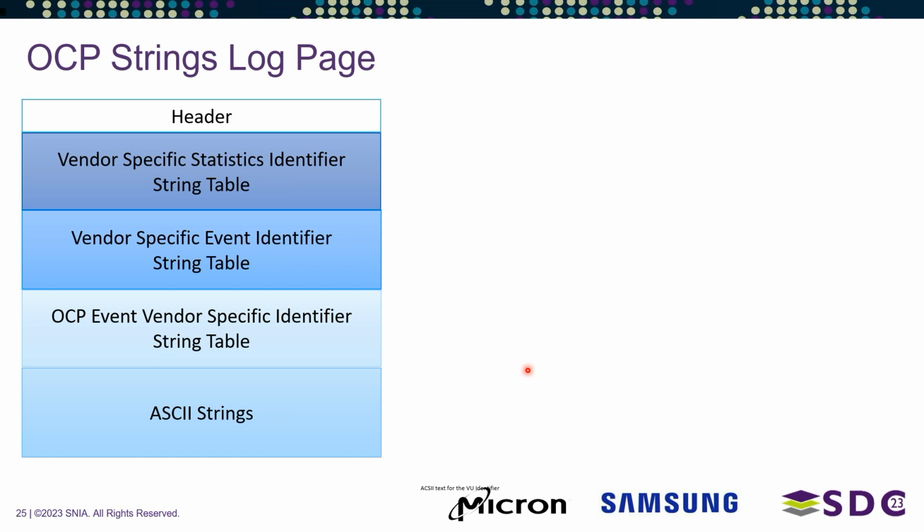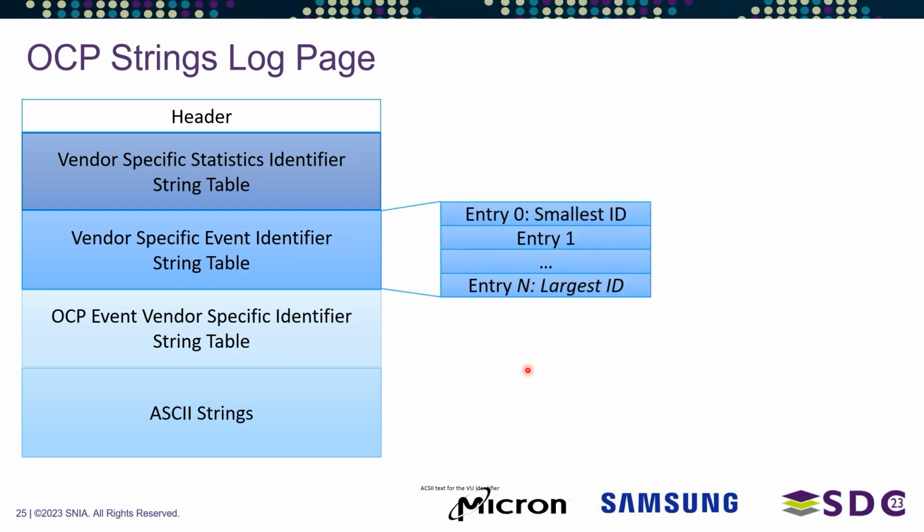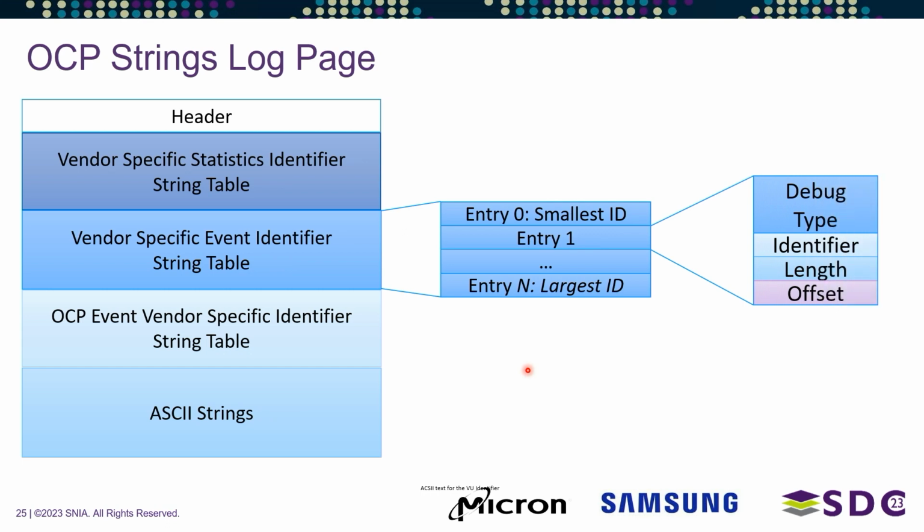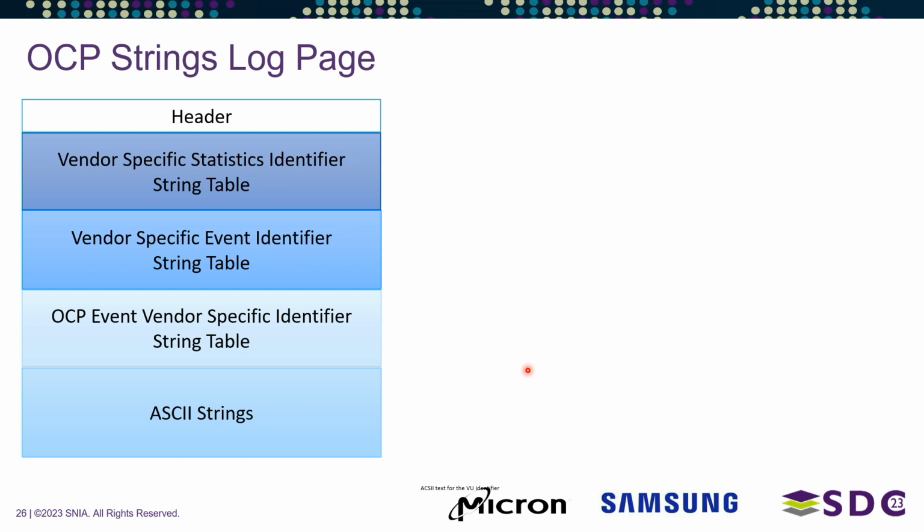When you look at the other areas, they're very similar in pattern. They're smallest to largest. And remember I said that when we're looking at events, you have a debug type and then you have an identifier, so there's a tuple of information for the lookup, and not just a single identifier. Then from there, you have a length and offset and where the strings are. There's not going to be any requirements on where the strings fit in the strings section, but the ordering is definitely done on each of these string tables to do the lookup.